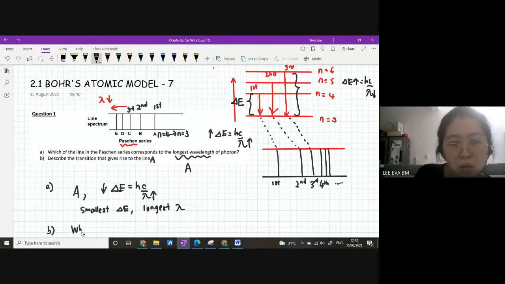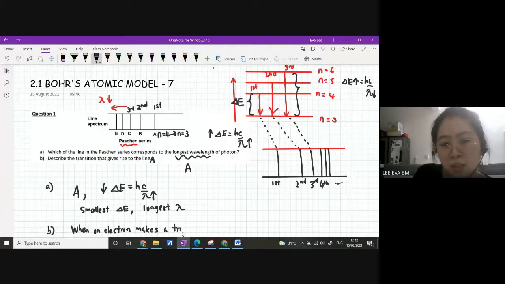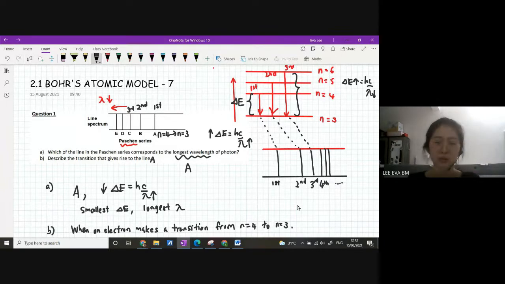When an electron makes a transition. When you have the words makes a transition, you know it involves two energy levels. Make a transition from n equals 4 to n equals 3. So everything that falls back to the ground level n equals 3 belongs to the Paschen series.